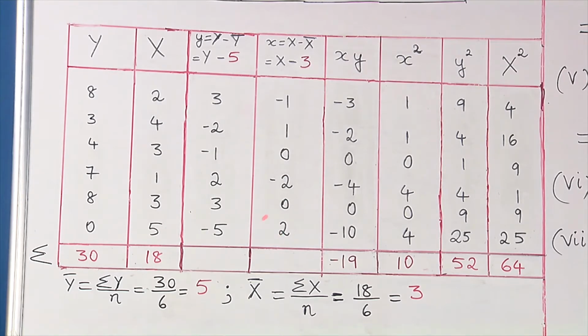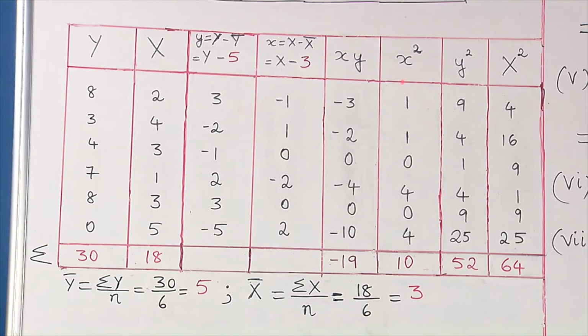The fifth column is the multiplied deviation form of x and y. So, here minus 1 into 3 gives us minus 3, minus 2 into 1 is minus 2, minus 1 into 0 gives 0, 2 into minus 2 is minus 4, 3 into 0 is 0, and lastly you have minus 5 into 2 giving minus 10. We have to total up all these values together and get sigma small x y, and here it is minus 19.